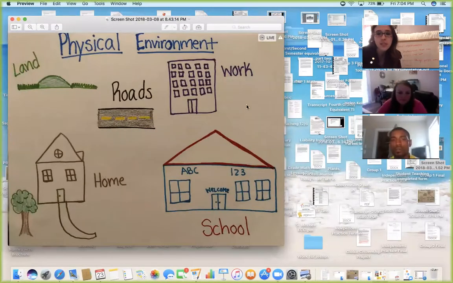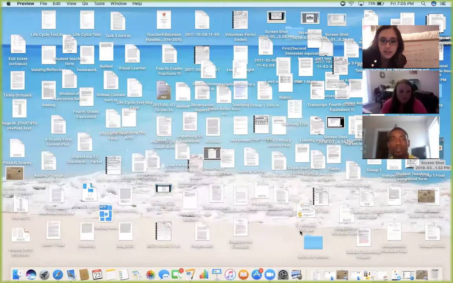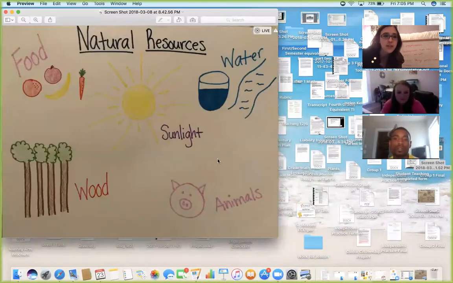All right, here's some examples of physical environment. Can you guys see that? Give me a thumbs up. Okay. The land, the roads, our work, our home, and our school are some examples of our physical environment. And then for our natural resources, we have food, sunlight, water, animals, and wood. The wood helps us build our homes.